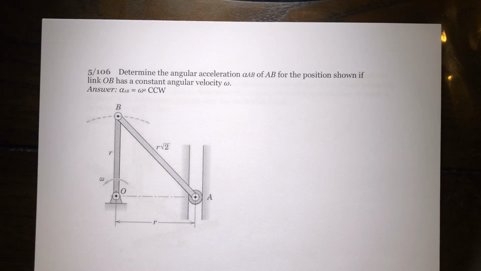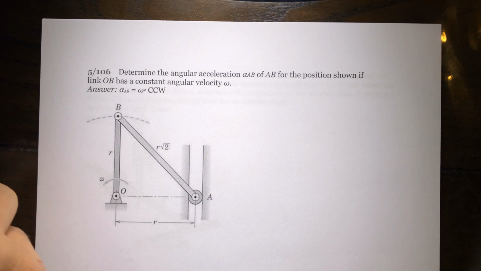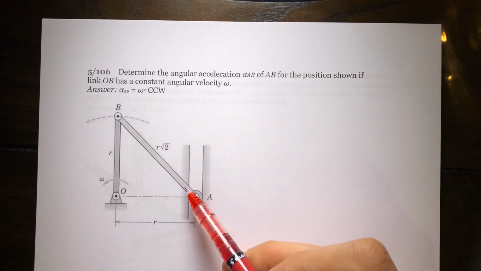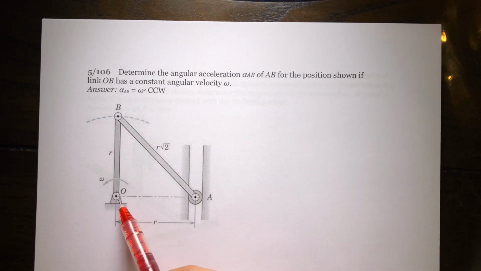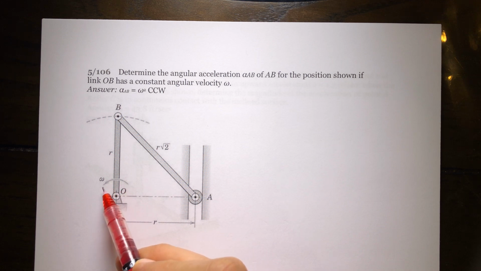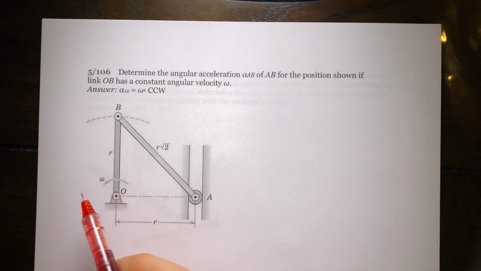Problem 106, chapter 5. This is a very good problem. So here we have this mechanism. We have two bars. OB is pinned to the ground at point O, and it is rotating with constant angular velocity of alpha. So angular acceleration of it is 0.